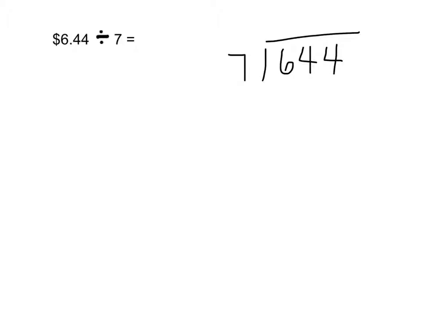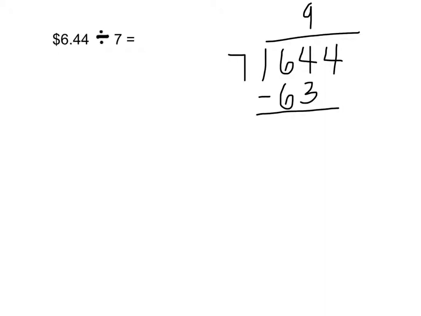Daniel? 9. 9 times. So would I write the 9 above the 6 or above the 4? Above the 4. Good, because we're dividing 64, right? So 9, good. 9 times 7 is? Michaela? What would I do next? We said 7 goes into 64 9 times, which is? 63. Good. I'll write that here.